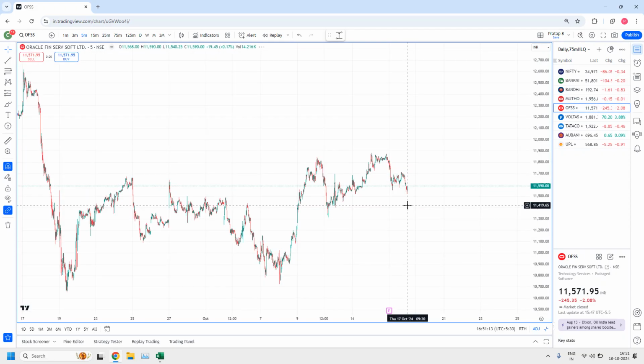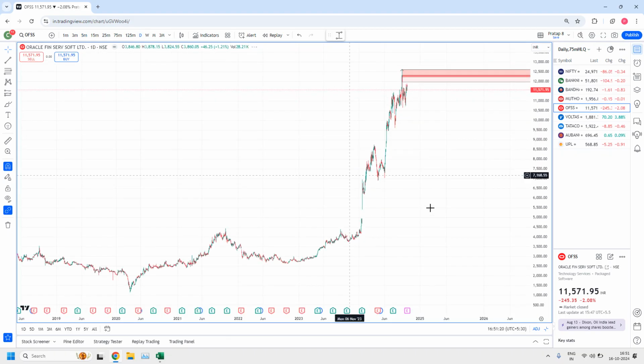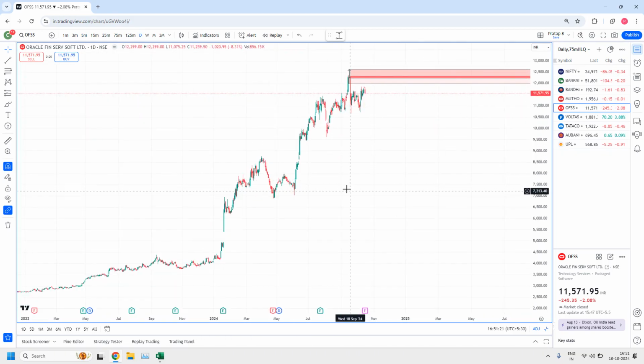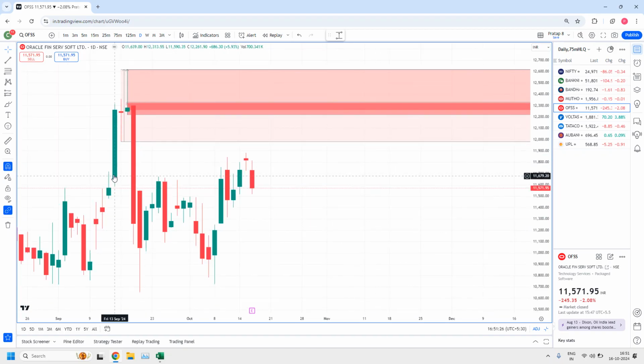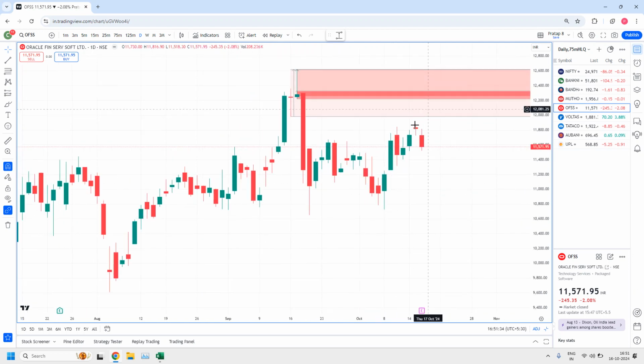Next one is OFSS, Oracle Financial Services. This is also a daily high liquidity zone. I think this one I already explained yesterday, how I fine-tuned this rally base drop. So I'm not again going into how to fine-tune. I already explained in yesterday's video.